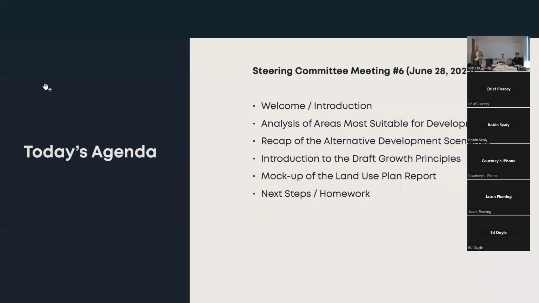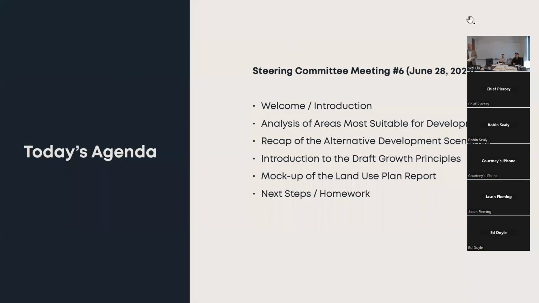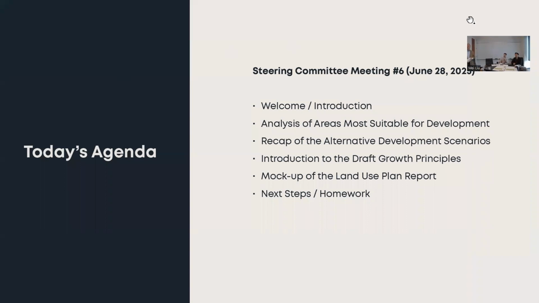First, we're going to bring you up to date where we are, and then get into the analysis of areas most suitable for development, kind of continuing the conversation we had on that last time. And then a recap of the alternate development scenarios and what some of those scenarios might do. We're going to show you some new graphics related to that, and then introduce the draft growth principles that was sent out by Robin Monday. So we'll talk through some of that.